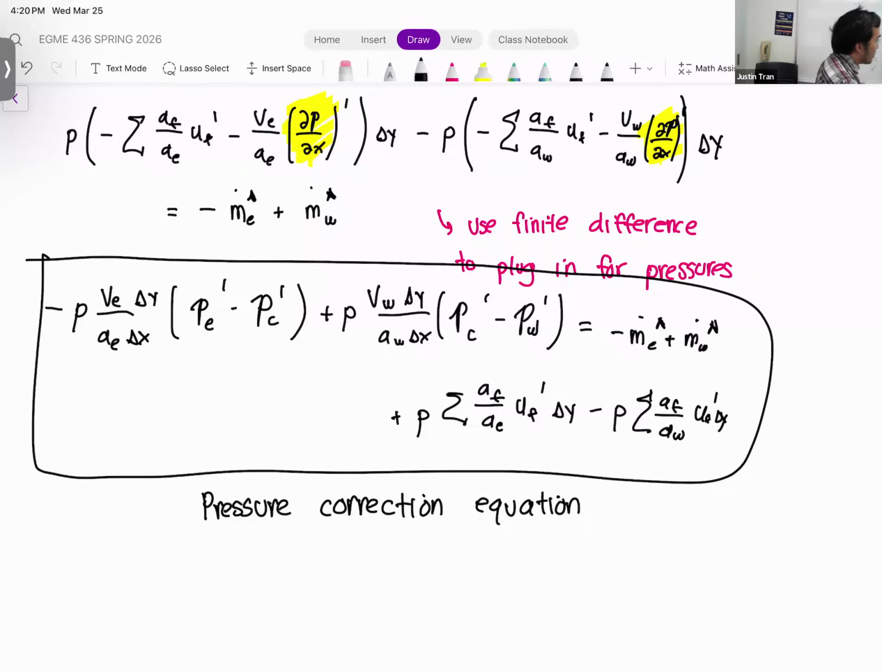Don't worry, I'm not going to ask you to actually solve this equation, because that's kind of crazy. We are going to do a pressure correction, but in a very simplified way. But in order to do that example, you have to understand the process and the steps that we took to get there. Any questions on this?